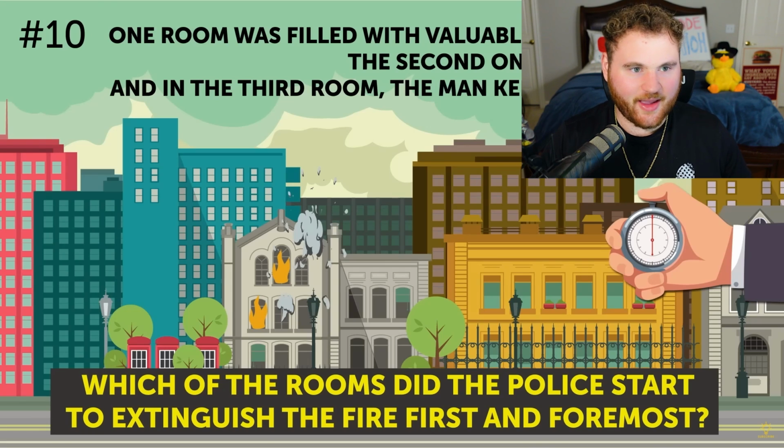Okay, so question number 10. One room was filled with valuable secret documents. The second one was full of money. And in the third room, the man kept expensive jewelry. Which of the rooms did the police start to extinguish the fire first and foremost?